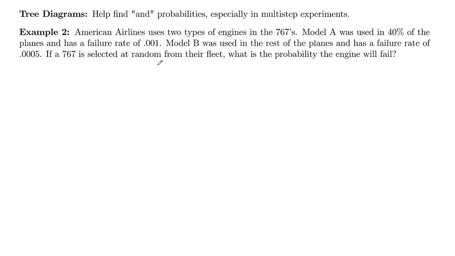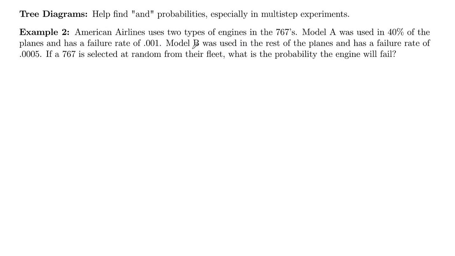In this example, we're going to look at tree diagrams as a tool to help us find probabilities. They work especially well in multi-step experiments. So in this example, American Airlines uses two types of engines in their 767s. The first, Model A, is used in 40% of the planes, has a failure rate of 0.001, 1 in 1,000.